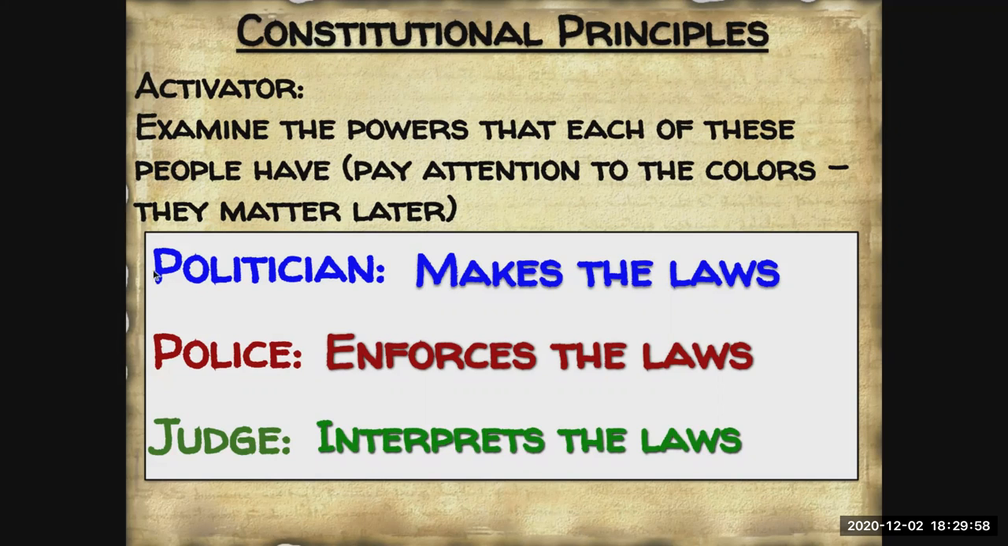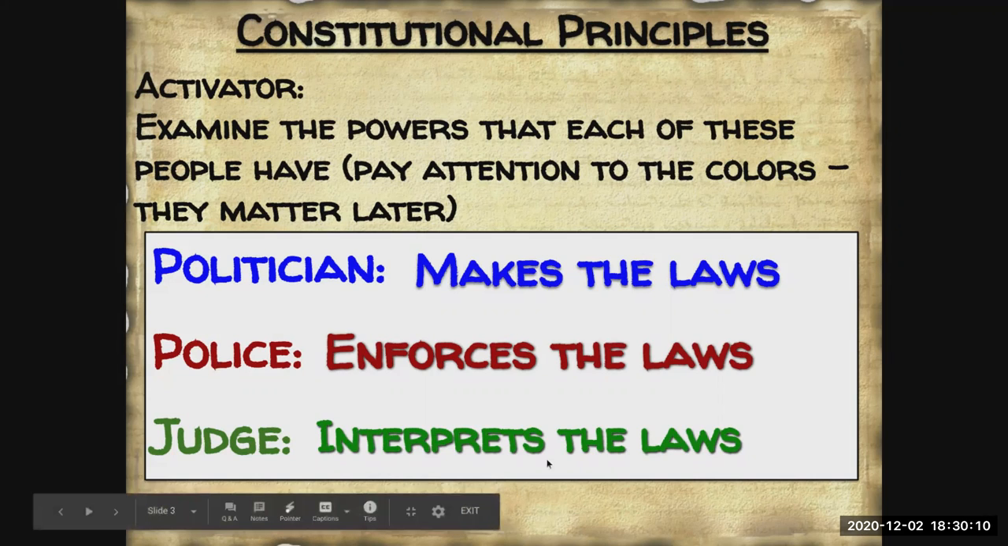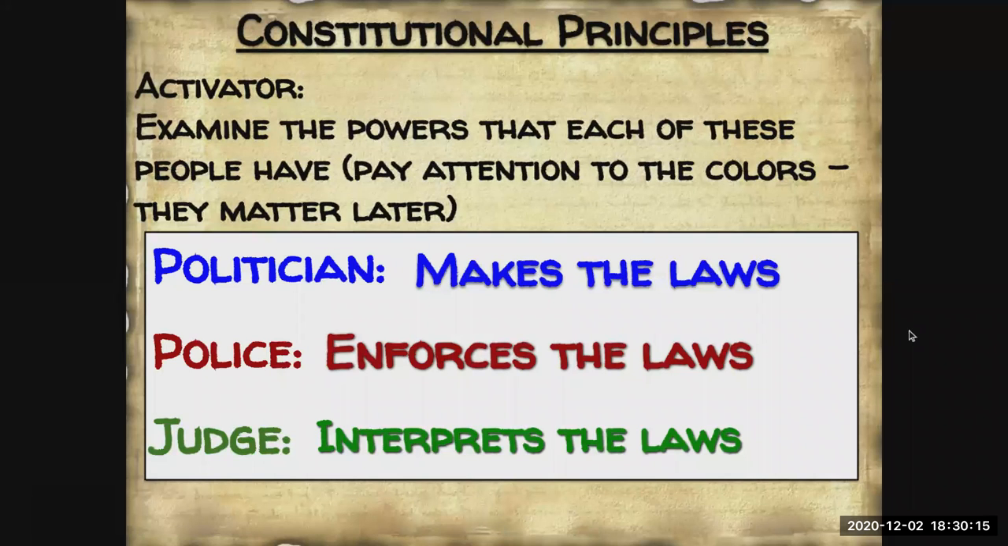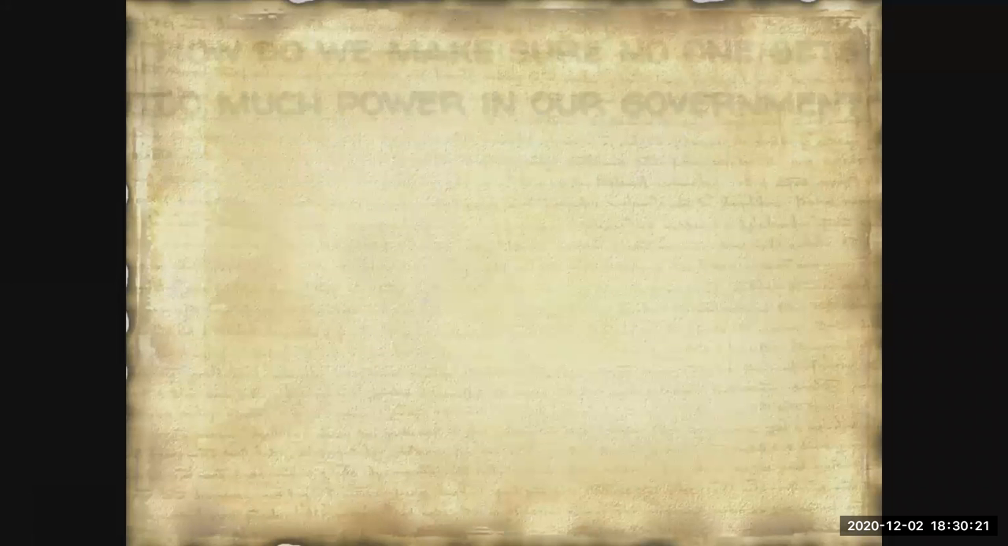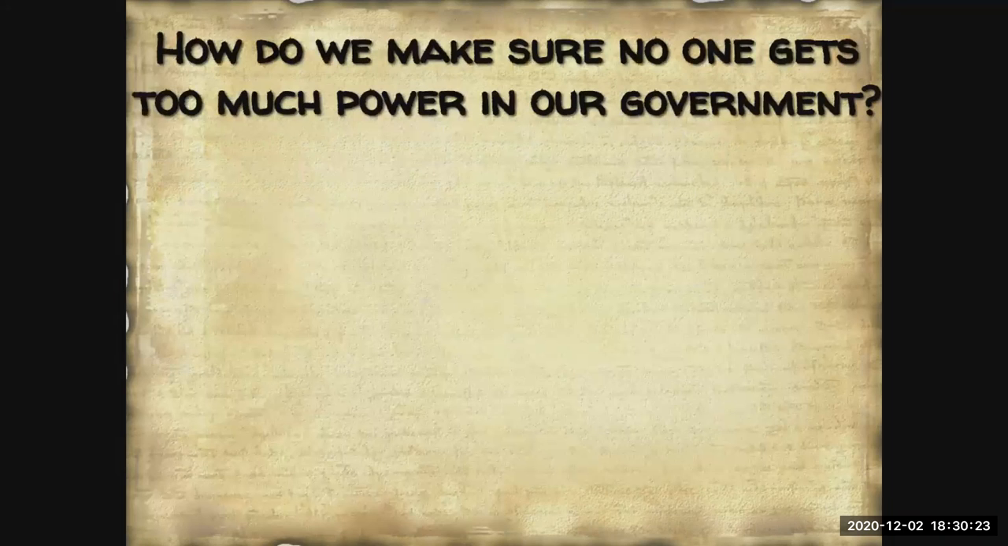Within the US political system, we've got politicians, and these are the people who make our laws. We also have the police who enforce those laws, and we have judges that interpret what those laws mean and who they apply to. So, within our system, we have powers separated between different groups of people. So, how do we make sure that no one gets too much power in our government?